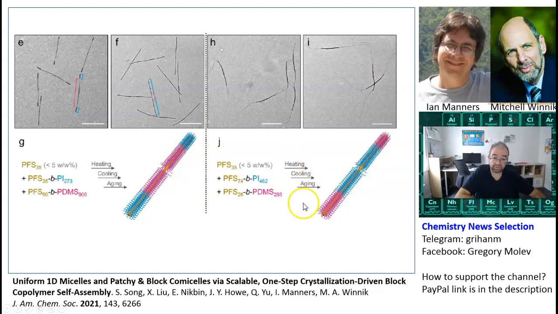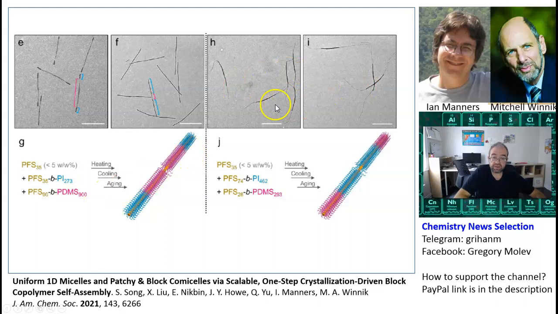Here on the right, the story is opposite. The PFS-PI unit has 74 PFS units, so it's much less soluble than the PFS-26. So the PFS-PI will be added first on the nuclei, and the PFS-PDMS will be added after. And here you can see the microscopy. So here we have a very long PFS-PDMS core of the micelle and the shorter PI. Here we have the opposite, so we have longer PI and the shorter PDMS, all based on the concentrations of the polymers that we add.